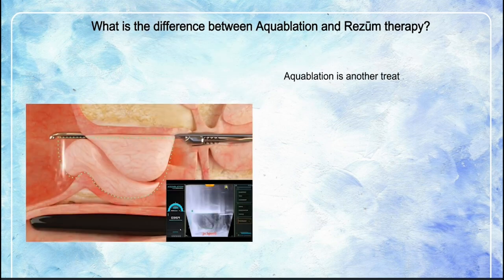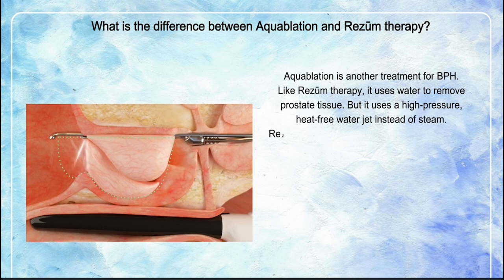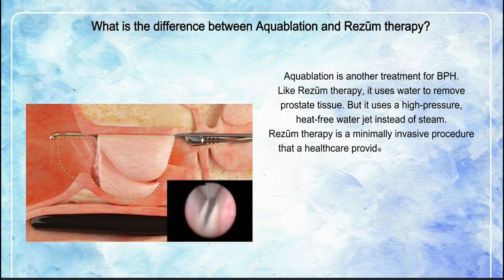What is the difference between aquablation and Rezūm therapy? Aquablation is another treatment for BPH. Like Rezūm therapy, it uses water to remove prostate tissue, but it uses a high-pressure, heat-free water jet instead of steam. Rezūm therapy is a minimally invasive procedure that a healthcare provider can perform in an office setting.